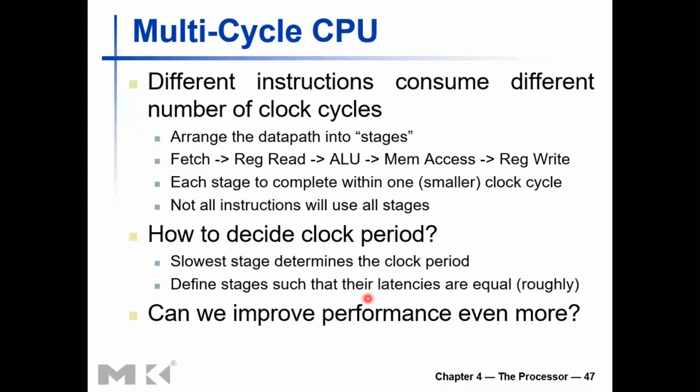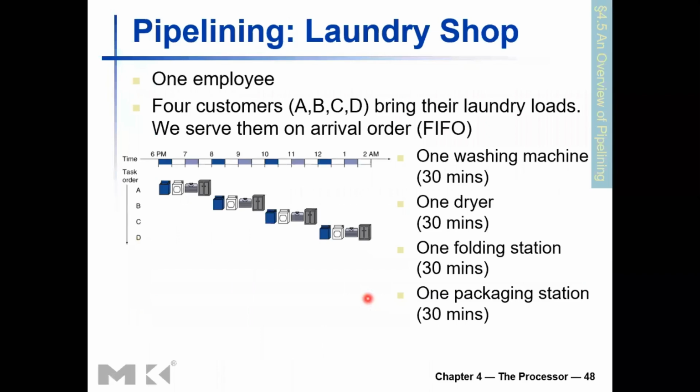But still, an instruction has to finish before the other instruction can start. So how can we improve performance even more? Using a technique called pipelining, that is, trying to use the hardware resources in the CPU in parallel, utilizing the hardware as maximally as possible. Don't let any hardware stay idle at any time. That is the idea of parallel execution. So today we're going to talk about pipelining.